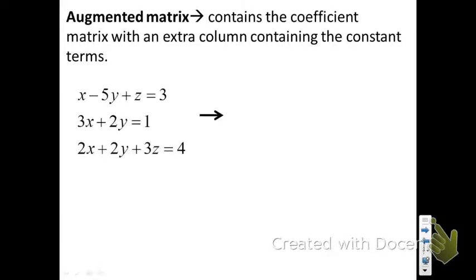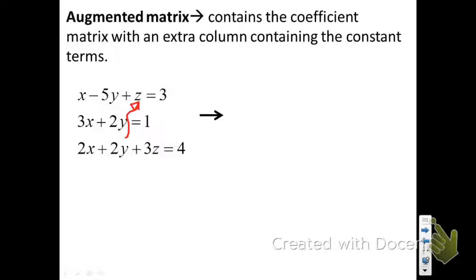Okay, our next thing we're going to learn about is augmented matrices. An augmented matrix contains the coefficient matrix with an extra column containing the constant terms. So if I give you this system, and I did this intentionally because I wanted to show you what happens if we're missing a variable, then we are going to replace that term with a 0.